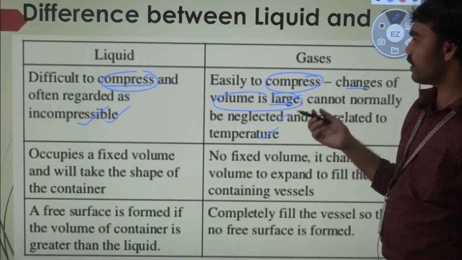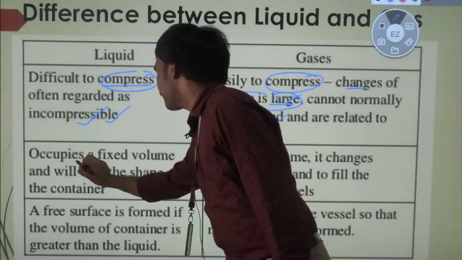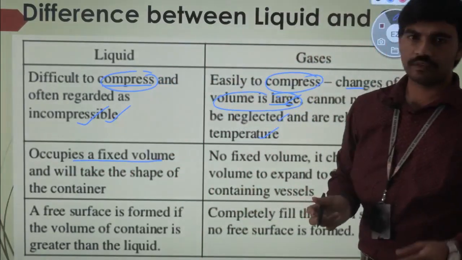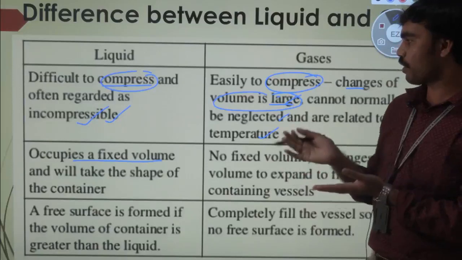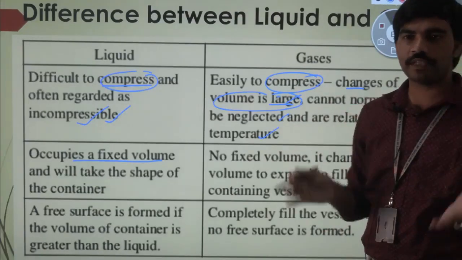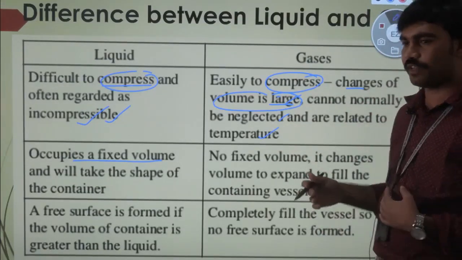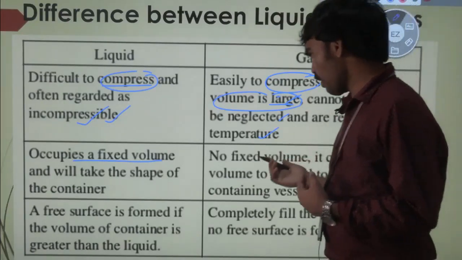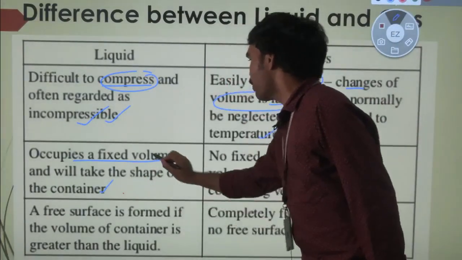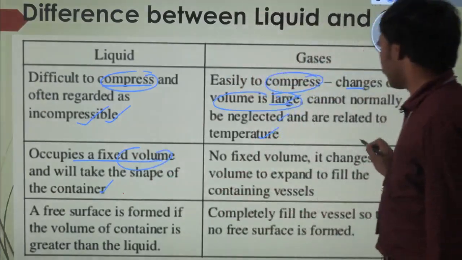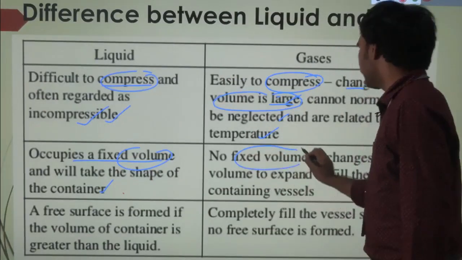The second property is that liquids occupy a fixed volume. The volume of the liquid does not change. If you pour the liquid into a container, it will occupy the shape of that particular container, but the volume is fixed. But in the case of gases, the volume is not fixed, it will change.